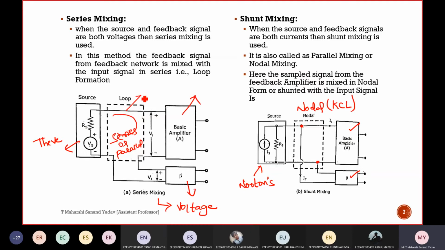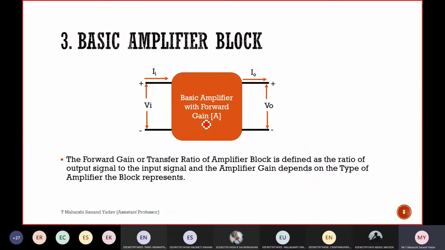Whereas it is a loop. In a loop, will you apply KCL or KVL? KVL. That's why it is called voltage. Here it is called current. Clear with the diagrams? Two types of mixing. Series mixing. Next one is shunt mixing. Next, basic amplifier. Already you know this. If this is a normal amplifier, I'm providing input and I'll get output. This is the amplified form of output I'll get.